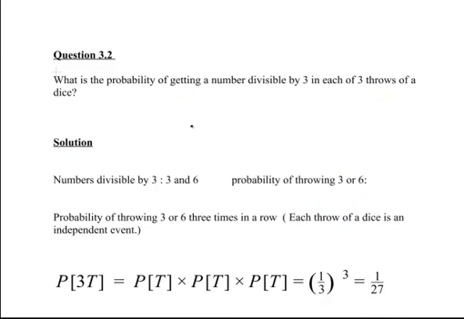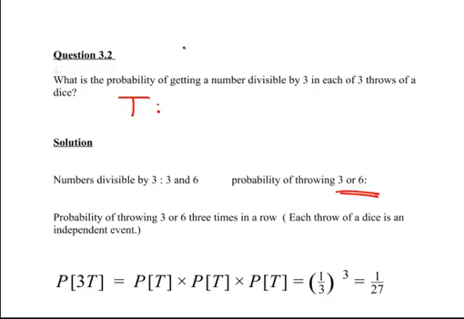This is a short probability question and it concerns independent events. Just giving you a hint there. What is the probability of getting a number divisible by 3 in each of 3 throws of a dice? So we have 3 events that are identical, so we're just going to give them all the same name. We're going to call this event T, where the number you throw is divisible by 3. So it's either 3 or 6.